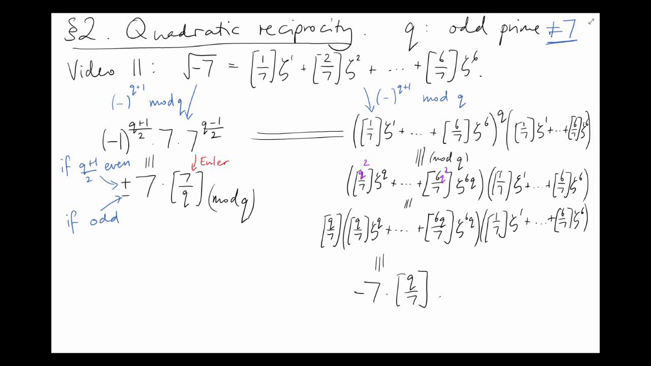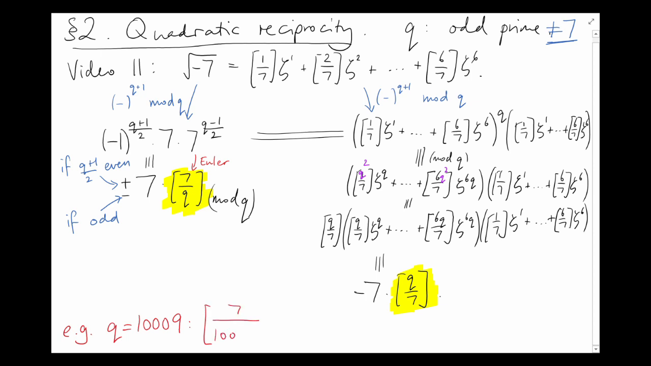We'll tidy all this up in a minute, but for now let's just notice something about this equality. Ignoring all the minus 1s and 7s, we have something to do with 7 over q on the left-hand side, and something to do with q over 7 on the right-hand side. Why might this be useful? Well, let's take a large value for q, say 10,009.